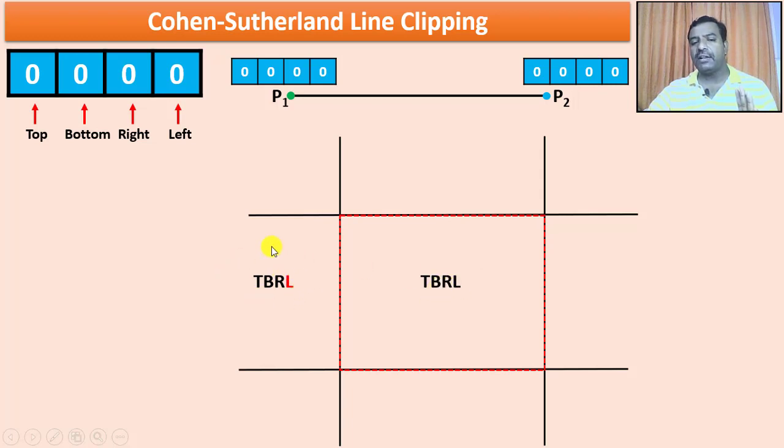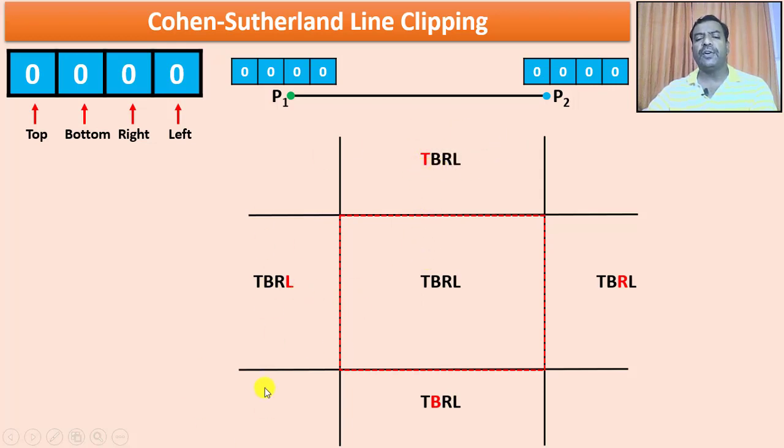But if I look at this, this is going to be the left side of the clipping region. Hence, L, the left, will be activated. Similarly, at this point, right will be activated. Now here, bottom should be activated. Here, top should be activated.